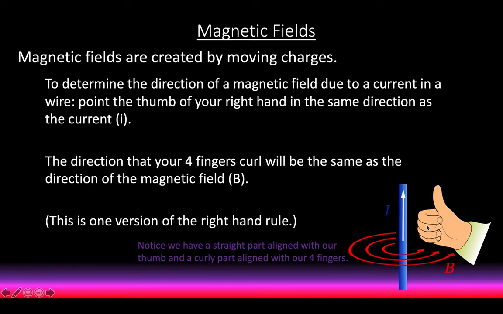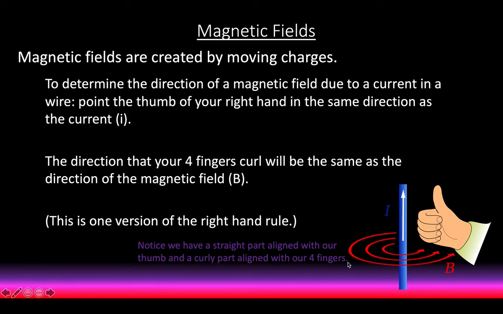Now notice in this picture that if you were to stand up here and look down, so from your perspective the current is coming towards you, you would see your thumb is pointed at you and the magnetic field created by this wire wraps around the wire in a counterclockwise direction. If you were to stand down here below the wire and see the current going away from you, you would see the magnetic field pointing around the wire in a clockwise direction. And this is always true.